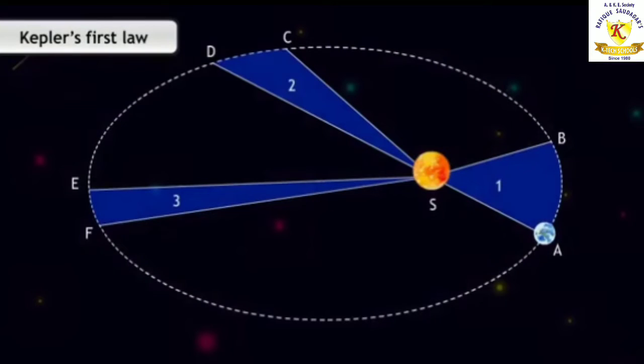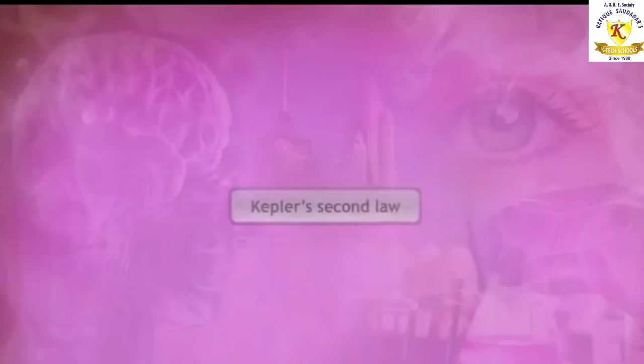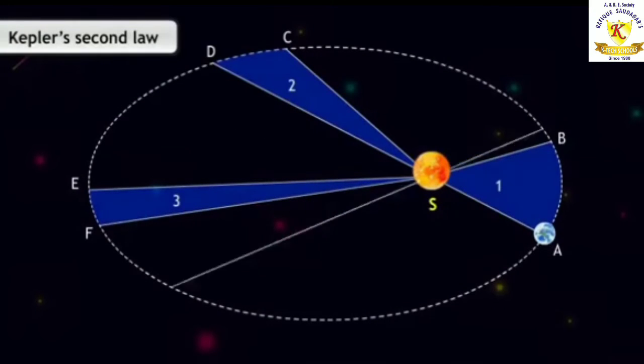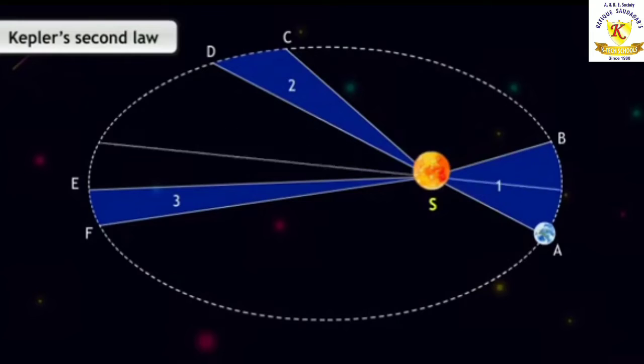Kepler's first law. The orbit of a planet is an ellipse with the sun at one of the foci. The elliptical orbit of a planet revolving around the sun. The position of the sun is indicated by S. Kepler's second law. The line joining the planet and the sun sweeps equal areas in equal intervals of time.